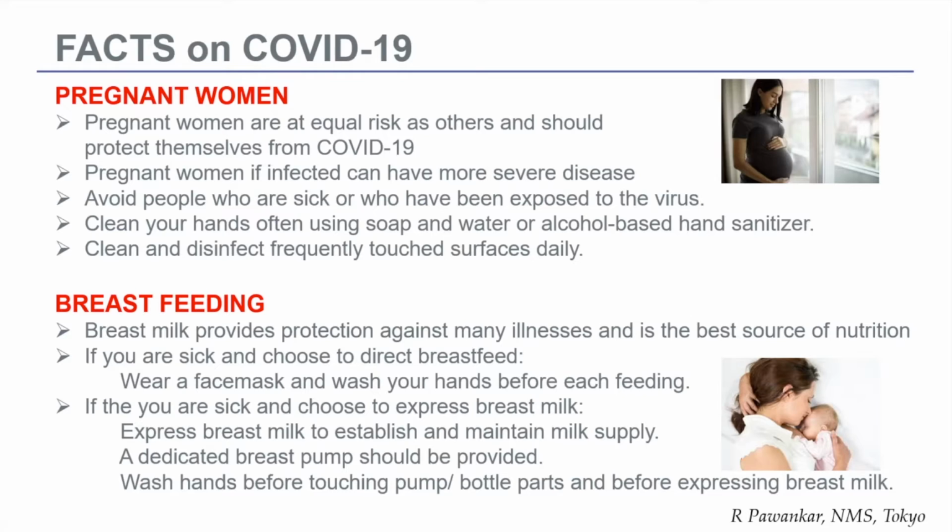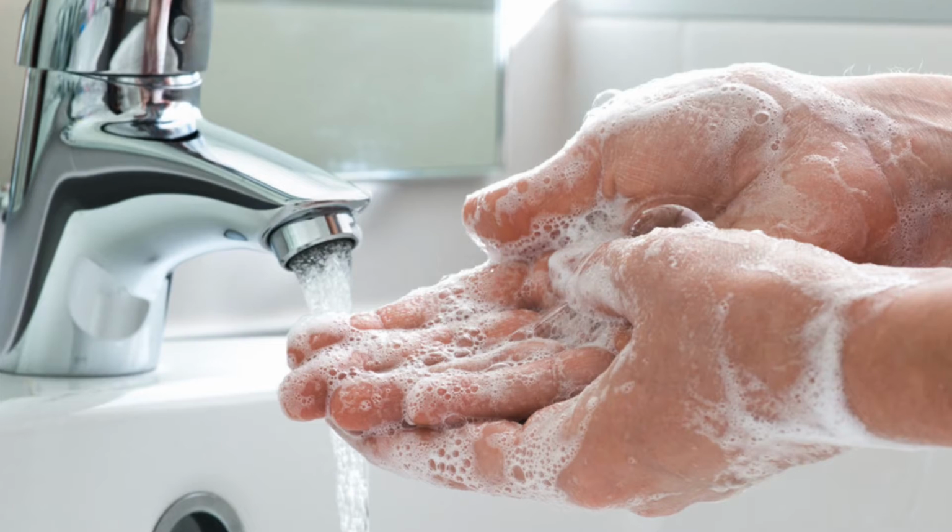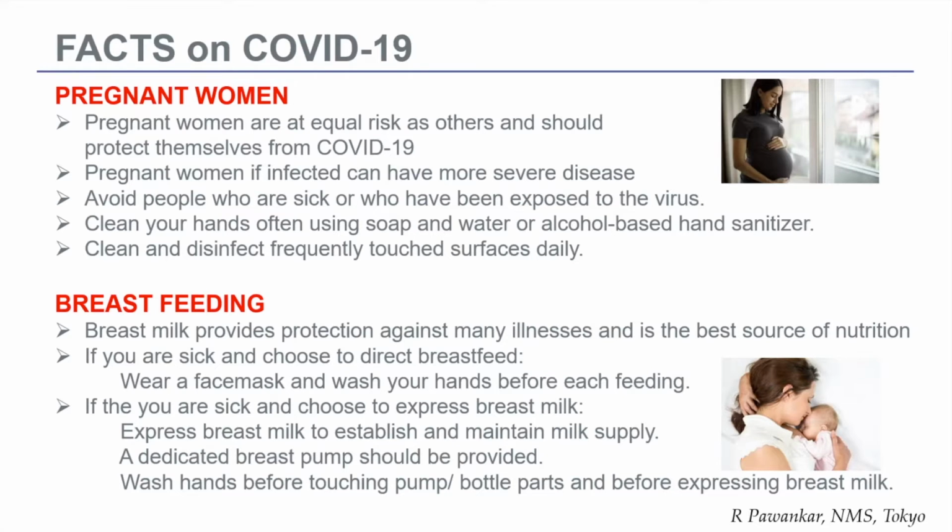But if you're sick, what do you need to do? You need to wear a mask. So if a breastfeeding mother is sick, she needs to wear a mask and wash her hands rigorously before each feed and sanitize. The other way, of course, is to express the breast milk into a bottle with a breast pump. But in that case also, hand hygiene should be maintained, and all the equipment, including the breast pump and the bottle, should be cleaned and completely sanitized so that there is no source of infection to the child.